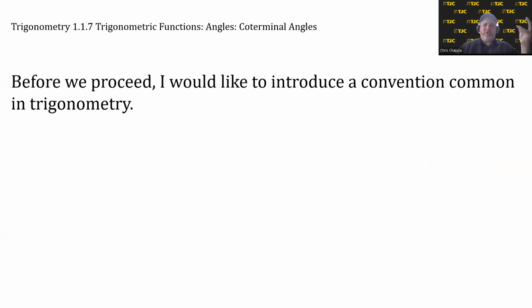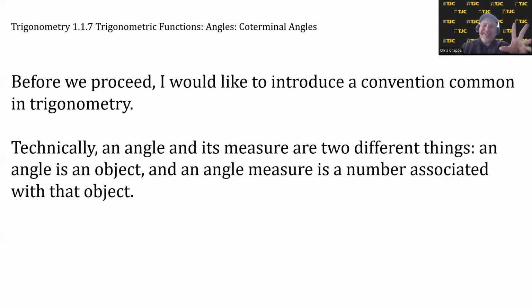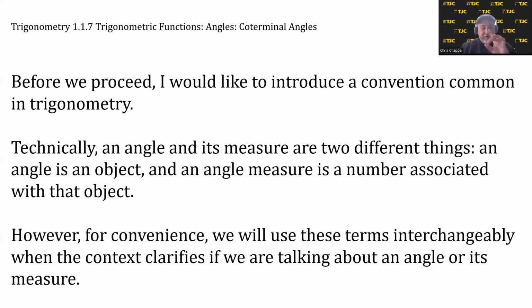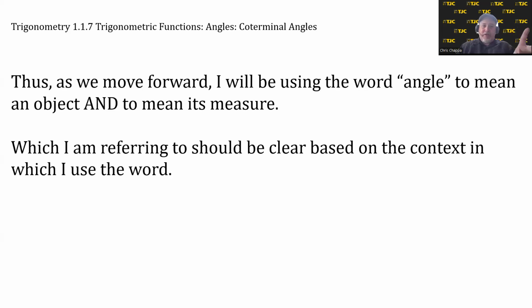Now, before we proceed, I need to introduce a convention common to trigonometry because this was driving me crazy when I was setting up this video. Technically, an angle and its measure are two different things. An angle is an object and its measure is a number associated with this object. However, for convenience, we will use these terms interchangeably when the context clarifies if we're talking about an angle or its measure. Thus, as we move forward, I'll be using the word angle to mean both an object and its measure. Which I'm referring to should be clear based on the context in which I use the word.